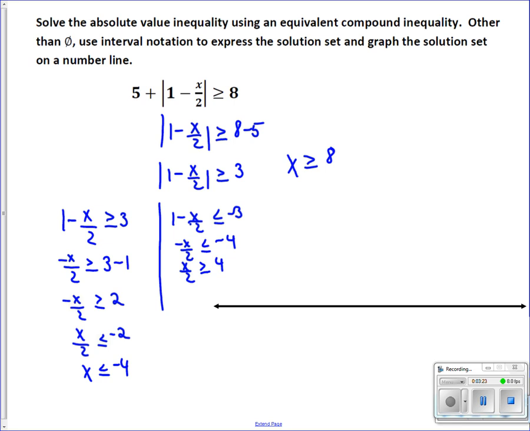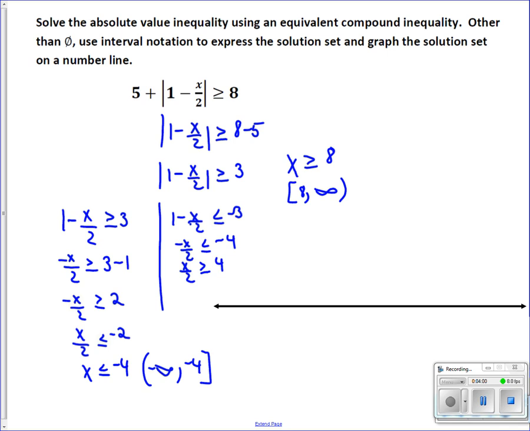Now we need to express the solution in interval notation. To express that x is less than or equal to negative 4, we're coming from negative infinity and stopping at negative 4. Since it's a less than or equal to inequality, we will have negative infinity to negative 4 with a bracket. Expressing x is greater than or equal to 8, we're going from 8 to infinity, with a bracket at 8.